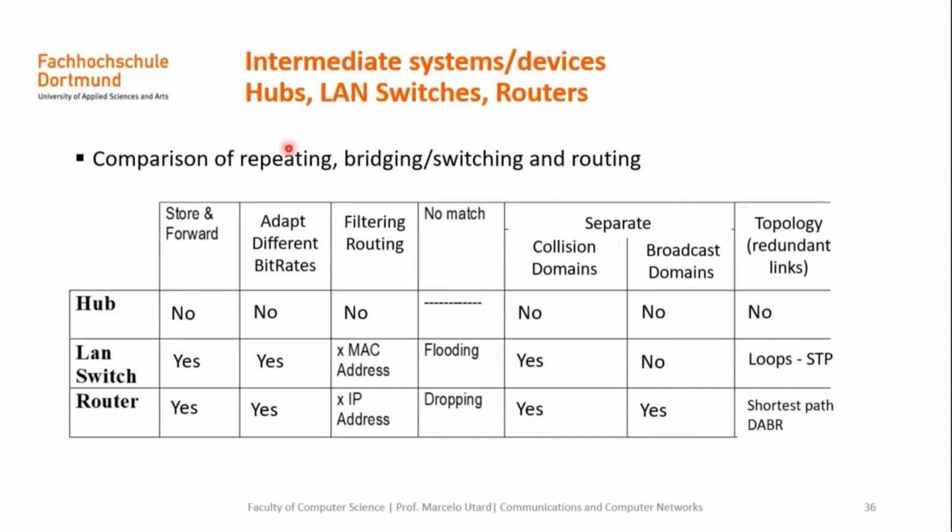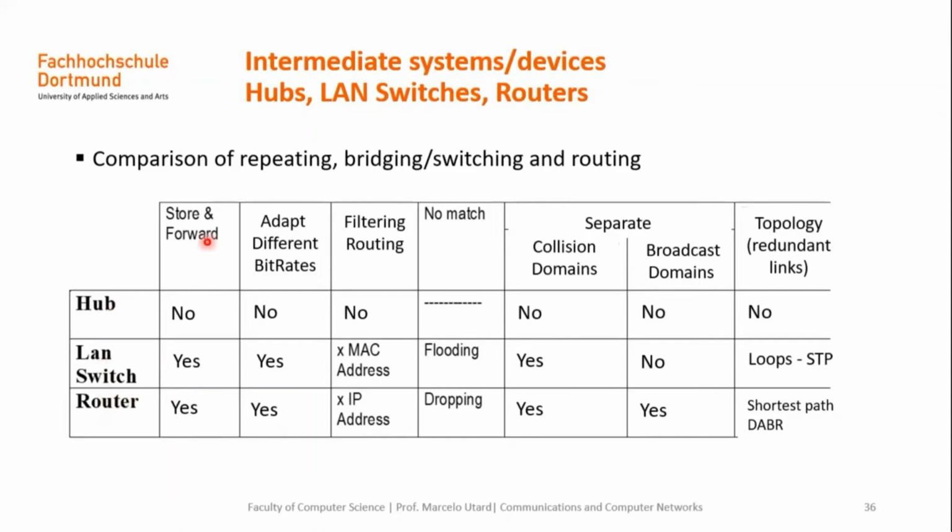Then, in order to have a big picture, we could compare the different internetworking functionalities like repeating, bridging, switching, and routing. Then in this table, we could see the differences between repeating hubs, bridging and switches, and routing or routers.